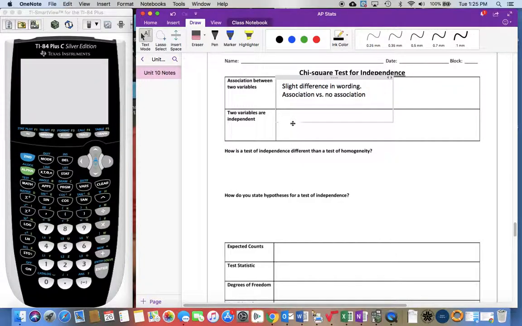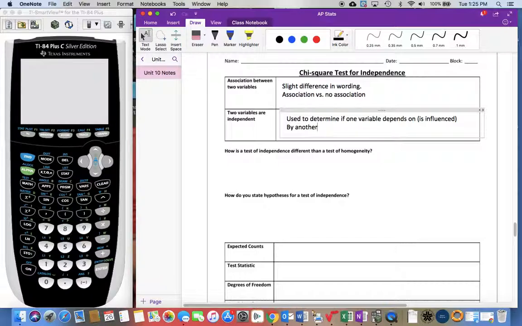The next thing we're going to talk about here, with two variables being independent. Basically, it's used to determine if one variable depends on or is influenced by another variable. In other words, what we're going to be able to do now is not only talk about if two distributions are different, we're going to be able to talk about association versus no association and start to establish a cause and effect relationship. Now, we're never actually going to be able to establish cause and effect, but association is about as close as you can get to doing that.